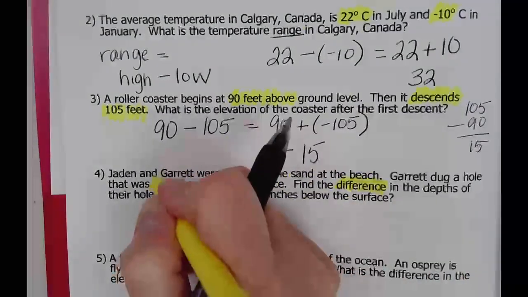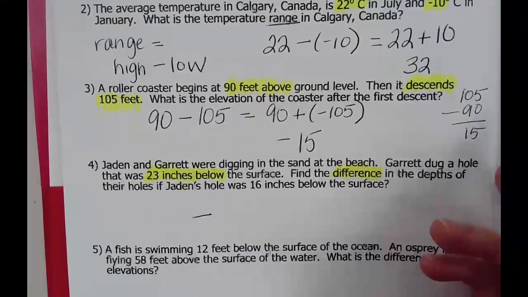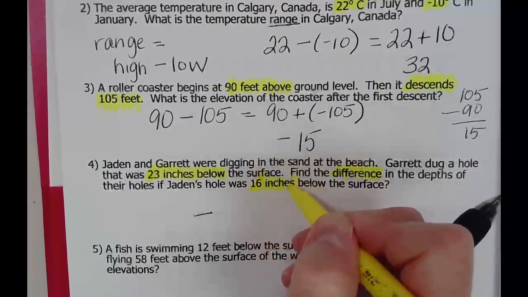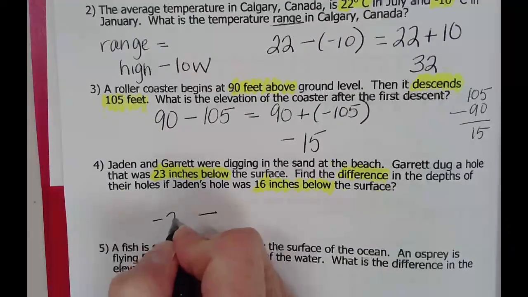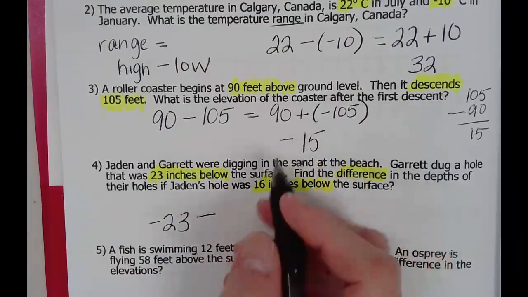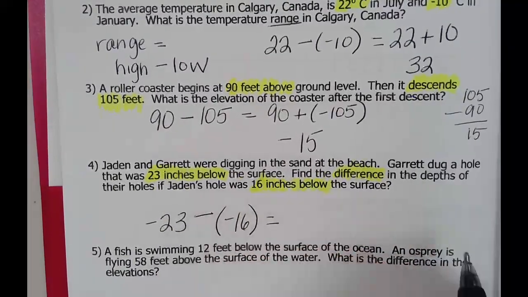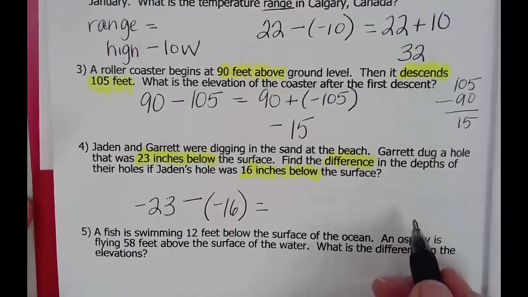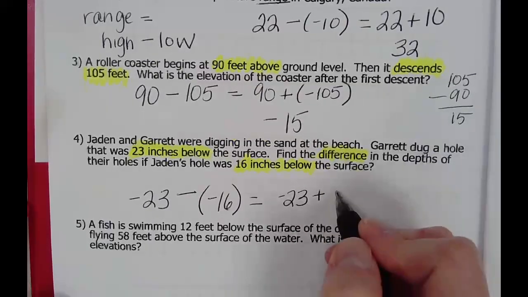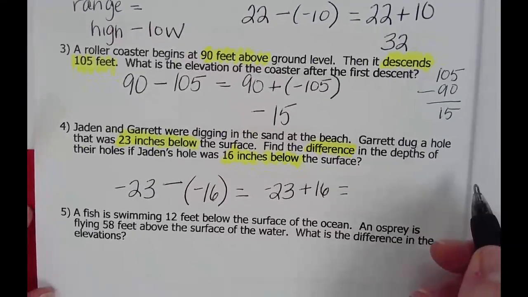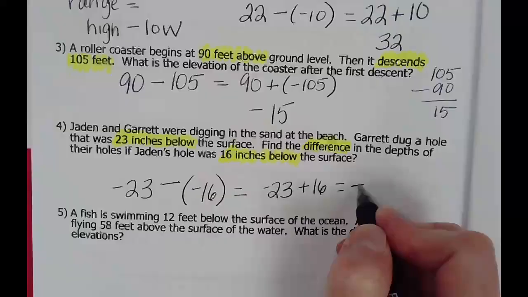We are going to take 23 inches below. What is our other measurement? 16 inches below. They are both what? Negative. So I have negative 23. I'm subtracting what? Negative 16. What's it going to look like? Negative 23 plus 16 equals, positive or negative? Negative. Negative what?